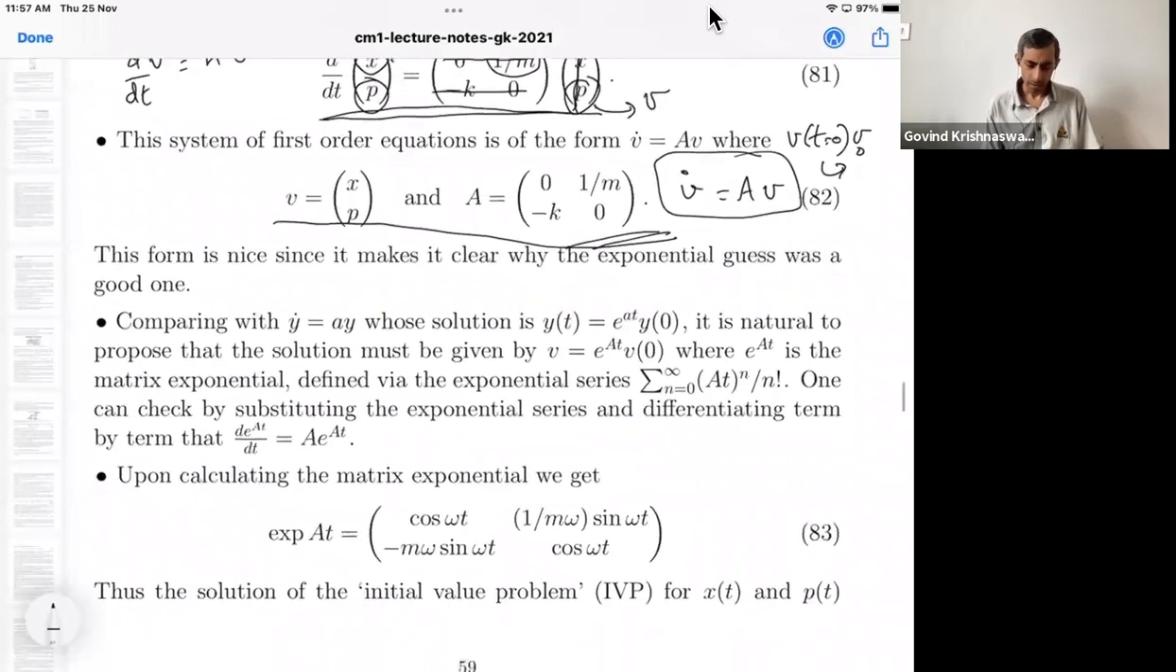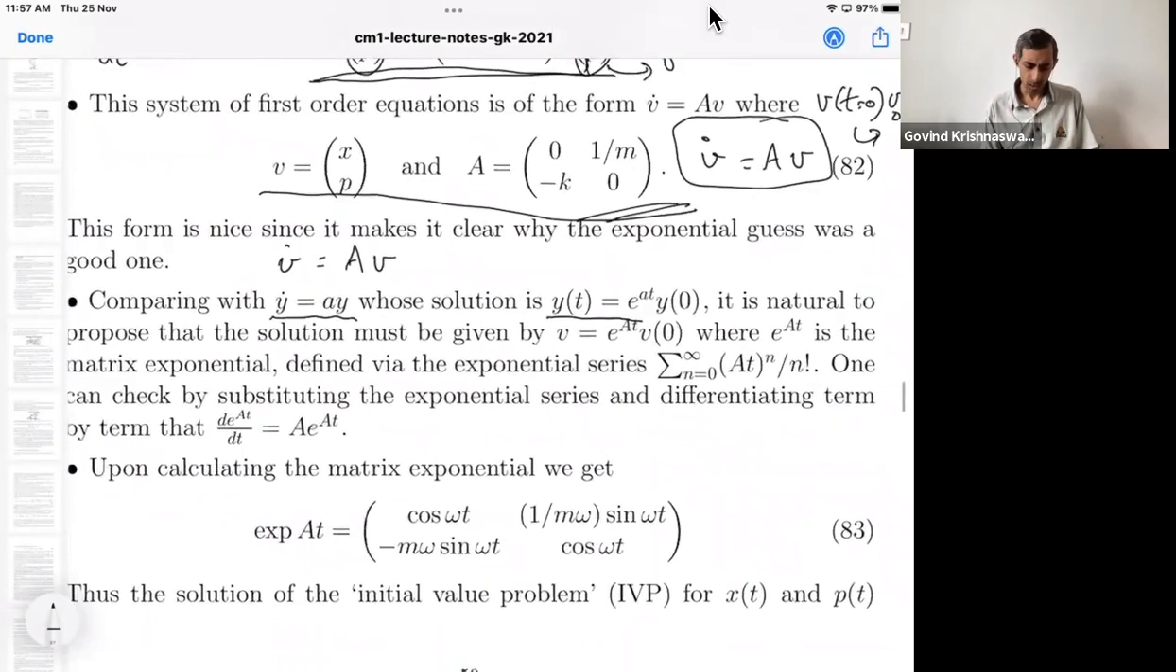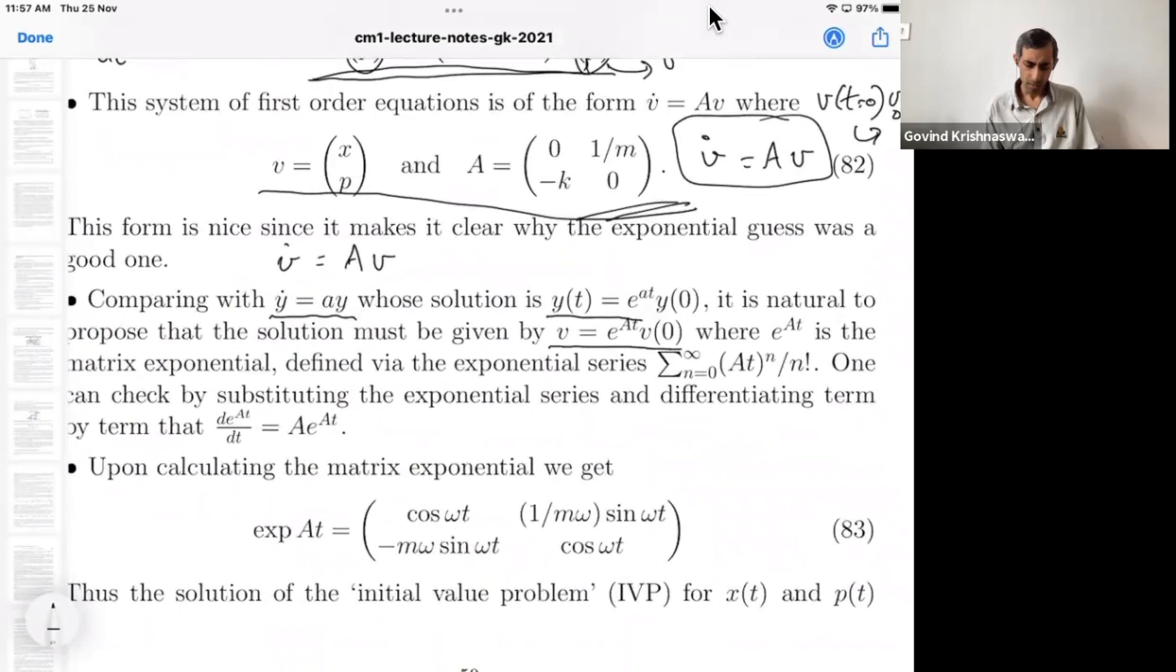Based on the analogy with y dot equal to AY, comparing it with V dot is equal to AV, we propose a solution which is V is equal to e to the power of AT times V of 0, by analogy with y of t is equal to e to the power of AT times y of 0. Is it also okay so far?